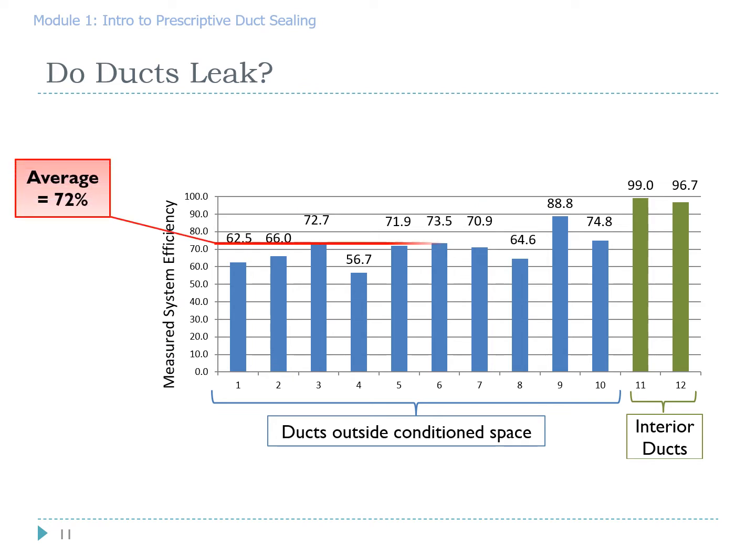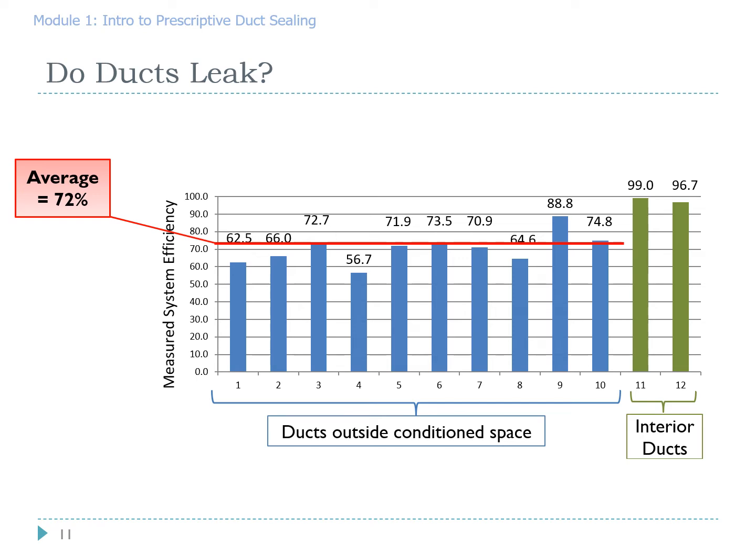We all know that most existing duct systems leak. How much do they leak? The table below shows the results of a detailed co-heating test that was conducted on a group of energy-efficient homes in the Northwest. The blue bars represent homes with ducts outside the conditioned space. The numbers associated, whether it's 62.5 or 56.7 or 73.5, represent the percentage of the heat energy leaving the heating system, in this case an electric furnace, and actually usable by the house. You can see there's a lot of D's and low C's involved there.